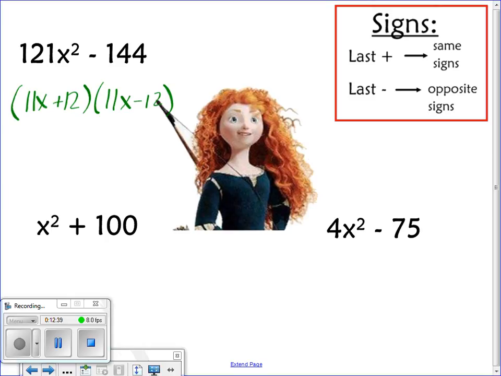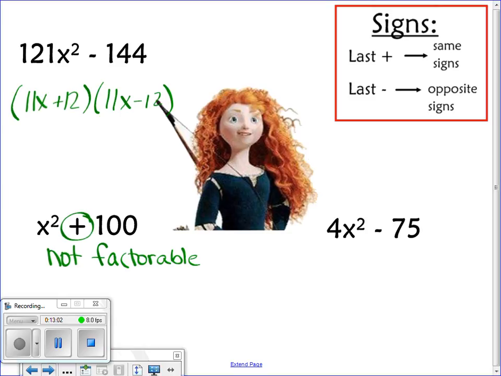x squared plus 100? Good. Can't do it. There's a plus sign there, so it's not factorable. Yeah, it's a trick. You guys be careful of those. If you see that plus sign, it's like a big old stop sign. You can't do that with 2 terms. It's got to be minus.